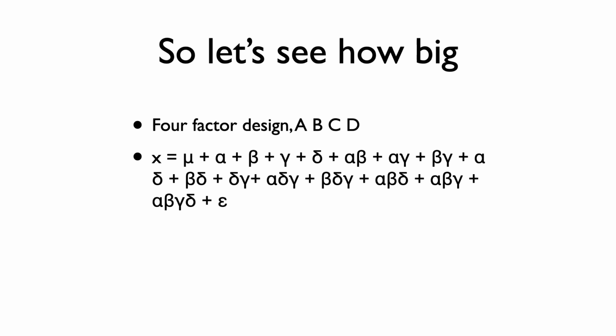X equals mu plus alpha plus beta plus gamma plus delta plus alpha beta plus alpha gamma plus beta gamma plus alpha delta plus beta delta plus delta gamma plus alpha delta gamma plus beta delta gamma plus alpha beta delta plus alpha beta gamma plus alpha beta gamma delta plus epsilon.